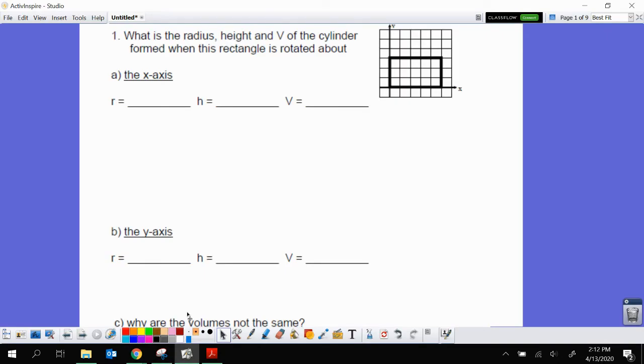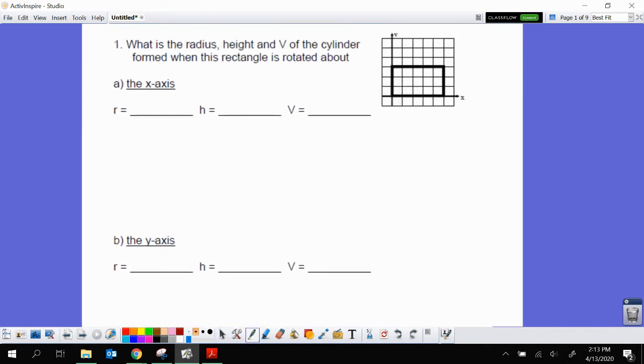When we look at this first example, it says, what is the radius, height, and volume of the cylinder formed when this rectangle is rotated about? We're going to start with the x-axis. So here's what you want to picture. If this was flipped around the x-axis, what we would have is something like this. As this is rotating around, it's creating these circles on the side, and so we have now created this cylinder. When I count what my radius is going to be, it's this part, because that is where it's flipping around.